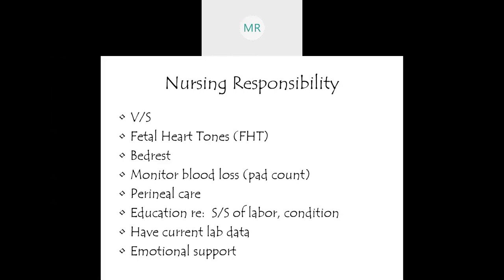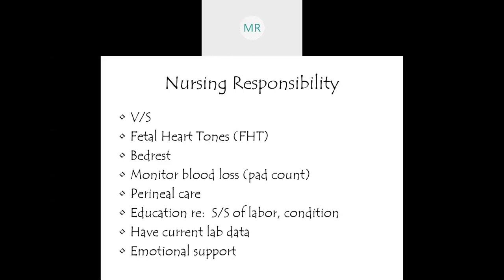We're going to monitor blood loss, so we're going to monitor the pad count every hour on the hour. We're going to do perineal care, education, signs and symptoms of labor. Letting her know about her condition. We need to make sure we have current lab data: blood loss, RH factor, coagulation profile, and again, lots of emotional support. Now mom is bleeding. She thinks she's losing her pregnancy. She's overwhelmed. She's worried. She thought she was pregnant, all was good until she started bleeding.